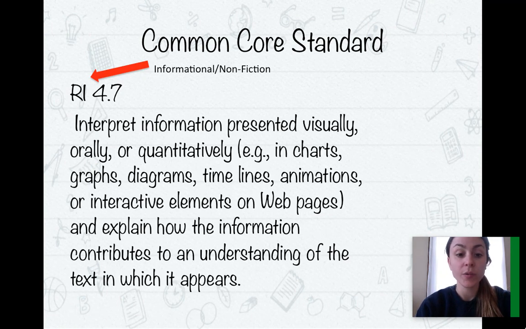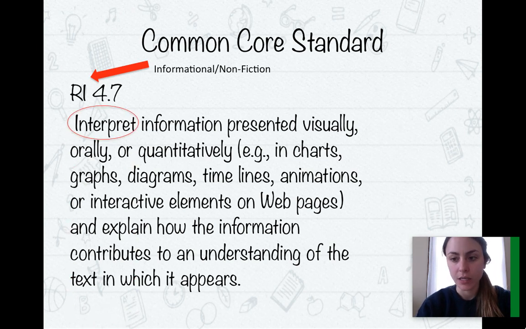We're going to interpret information presented visually, orally, or quantitatively, example given in charts, graphs, diagrams, timelines, animations, or interactive elements on web pages, and explain how the information contributes to an understanding of the text in which it appears. Now that's a lot of information. Let's break it down a little bit.